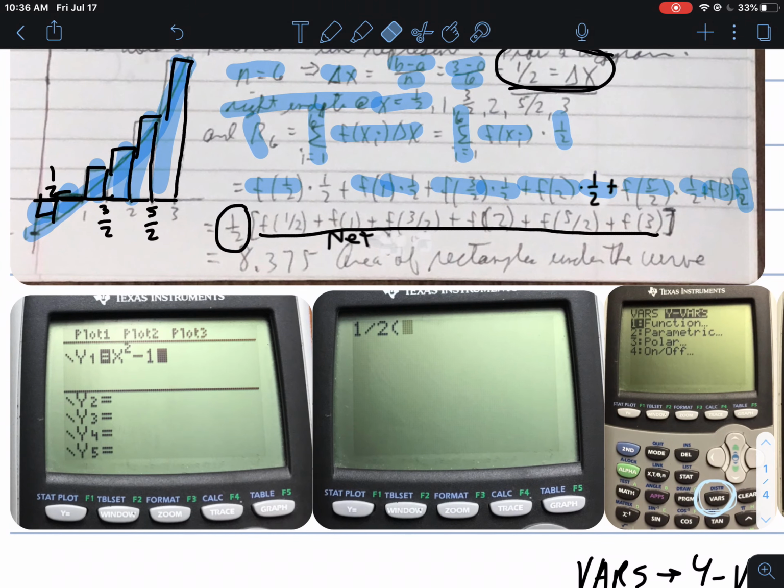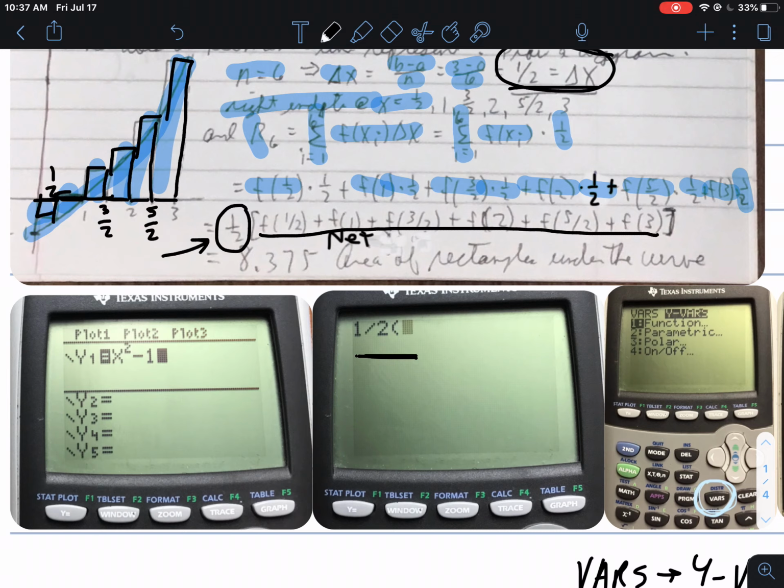Go into your Y= editor, plug in your function. So put in f of x, so y equals x squared minus 1 in this case. Then go back to your home screen, plug in delta x, which is 1/2, and open a parentheses. So basically I'm just mirroring what I have up here. So 1/2, open a parentheses.